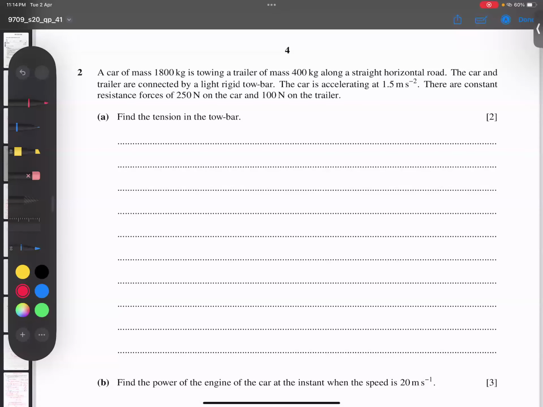Rahim, this question is from June 2020, variant 41. The question gives the mass of the car as 1800 and the mass of the trailer as this one. So one bigger mass and one smaller mass, and it is towing. So naturally I will draw it, with the small mass behind.